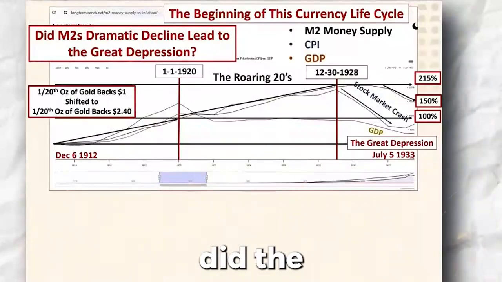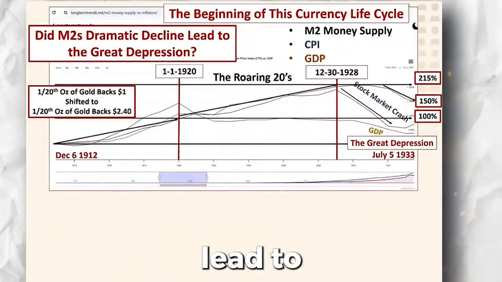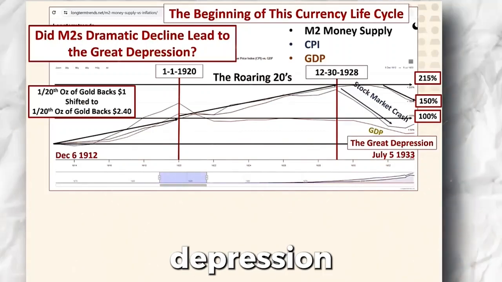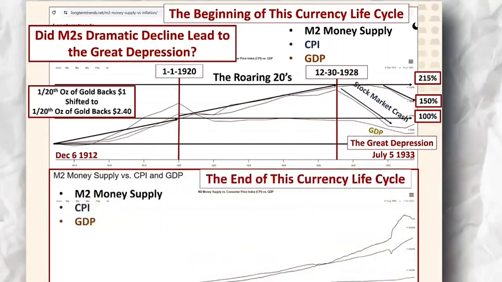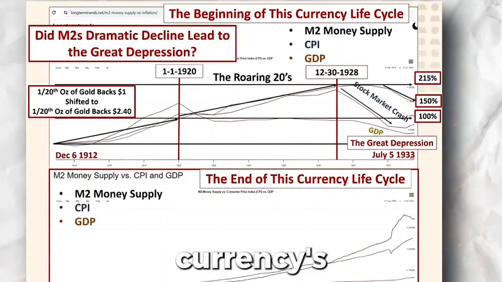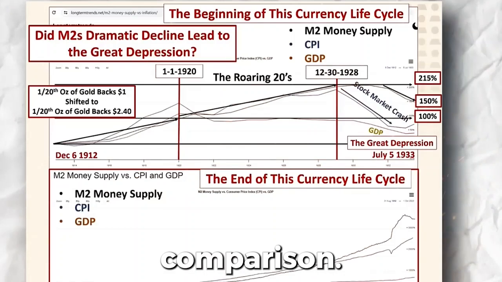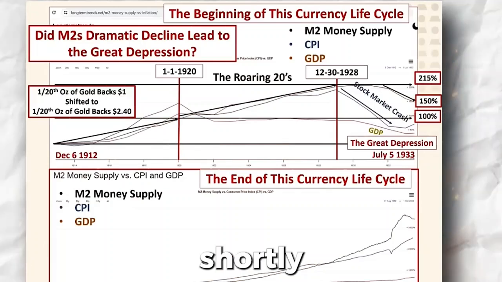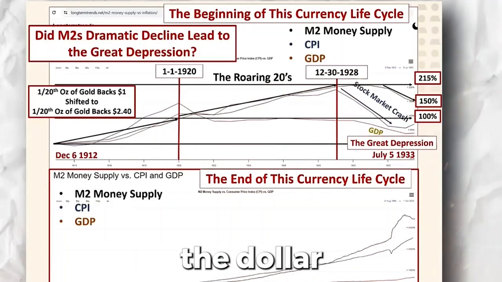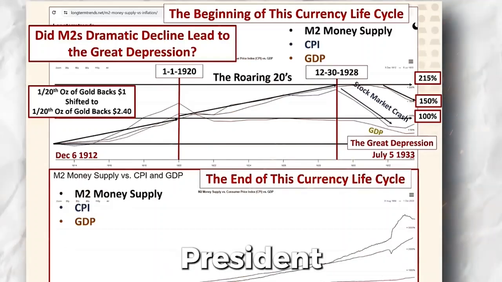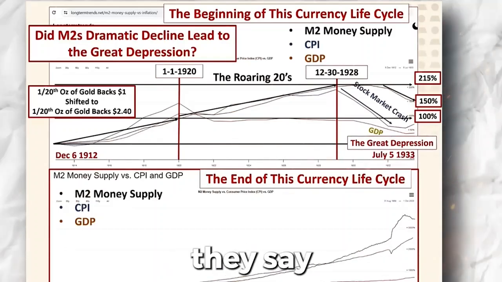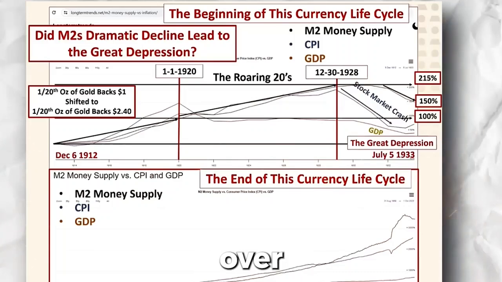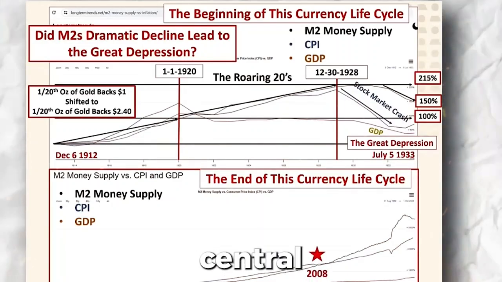Because you got to ask, did the M2's dramatic decline lead to the Great Depression? And is that what's going to lead to the greatest depression that we're now entering? This is the end of the currency's life cycle. So you can make that comparison, right? So this goes back to August 31st of 1969, shortly before, there was already a run on the dollar that was happening, but shortly before President Nixon took us, I know they say this so nice, took us off the gold standard. Oh, well, that's no big deal. Yeah, it is, because he handed over full control to central planners, to central banks.